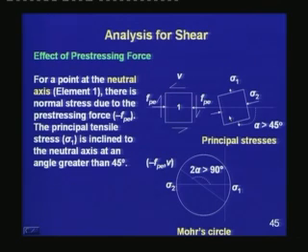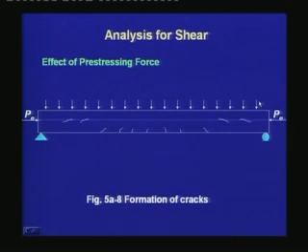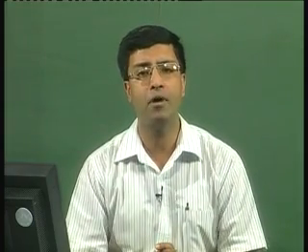Since the sigma 1 is inclined at an angle greater than 45 degrees, the crack which occurs perpendicular to sigma 1 or parallel to sigma 2 is inclined at an angle which is lower than 45 degrees in presence of the prestressing force. Thus, for a prestressed concrete beam, the formation of the cracks can be explained by the help of the state of stress. What we had seen was for a concentric prestressing force.